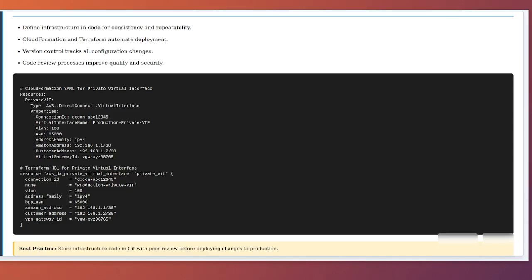When you need to create similar resources in different environments or different AWS accounts, you can reuse the same templates with different parameter values. You can store your infrastructure code in version control systems like Git, providing a complete audit trail of who made what changes and when. You can implement code review processes where team members review proposed infrastructure changes before they are applied, just like you would review application code changes.